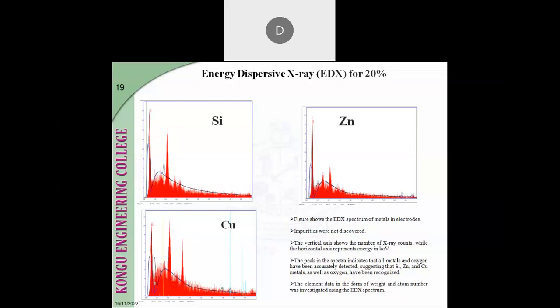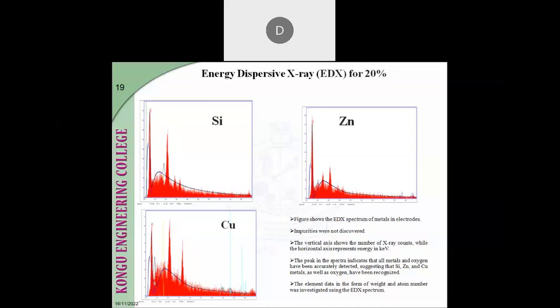metals. And from these results, it reveals the typical and unique lines of metals like silica, zinc, and also the copper, and also the oxygen signal for the mixed metal electrodes, all are shown. And there are no impurities found. So from this figure we can say no impurities were found, and this also indicates that the presence of metal has been well identified.